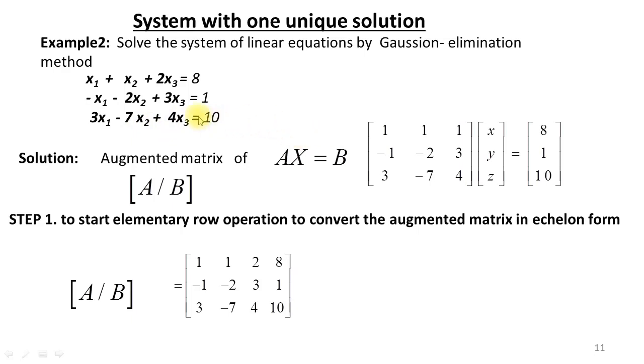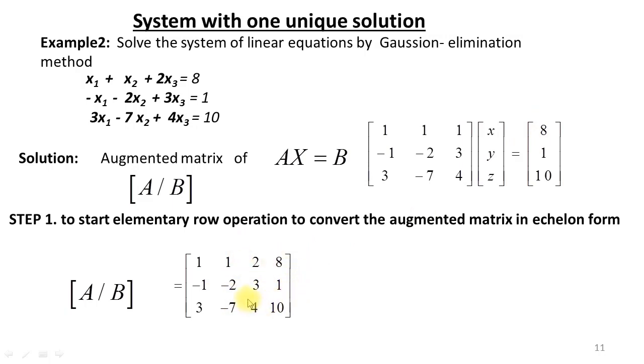First of all, write this system in matrix form. This is the matrix form. A is the matrix of coefficients, X is the matrix of unknowns, and B is the matrix of constants. So AX equals B: this is matrix A, this is matrix X, and this is matrix B. Now take the augmented matrix from this system. This is the augmented matrix. The augmented matrix is obtained from two matrices: one is the coefficient matrix, and the other is the constant matrix. So this is the augmented matrix.